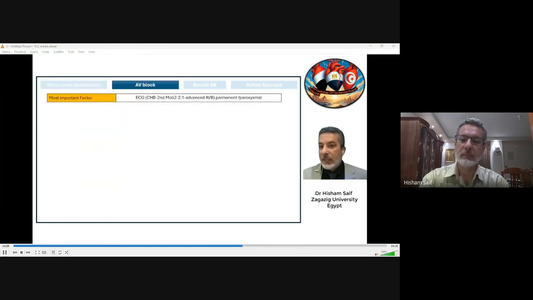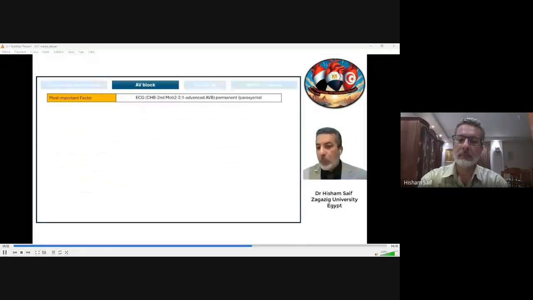The second category is patients with AV block. Here, the most important factor in judging the necessity for pacemaker implantation is the ECG, not the symptoms, as the presence of these ECG features can put the patient at high risk of sudden cardiac death, even if he is asymptomatic. These ECG features include second-degree Mobitz type 1, 2-to-1 block, and more advanced 3-to-1 or higher blocks, and finally, complete AV block. These ECG features indicate pacing even if it isn't permanent, as long as the cause of these changes is not completely curable.